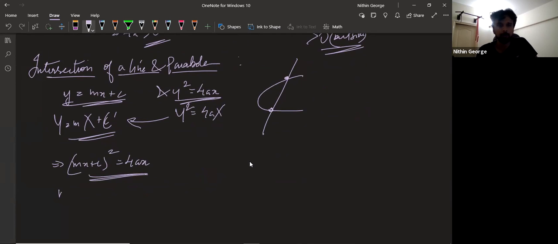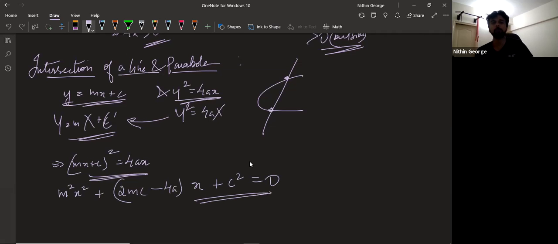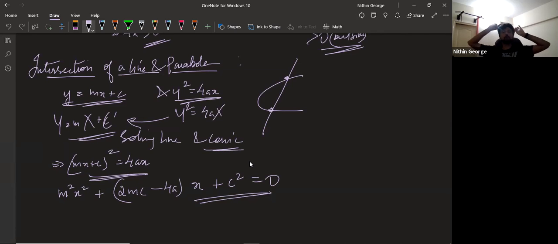Now here, what will happen is m square x square plus 2mc minus 4a into x plus c square equal to 0 is the quadratic you obtain in x. Any doubts here? I am solving the line and the conic. Okay, the same thing applies for ellipse and hyperbola as well. So you have a line and an ellipse, you have a line and a hyperbola. You solve both, you get a quadratic in x. Am I clear?